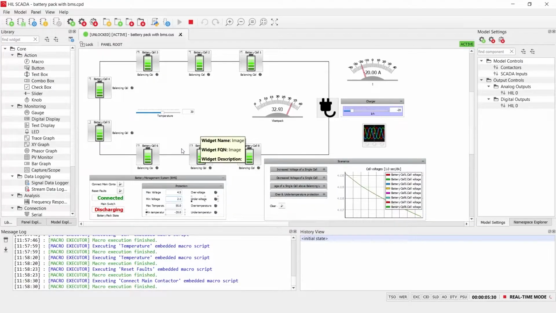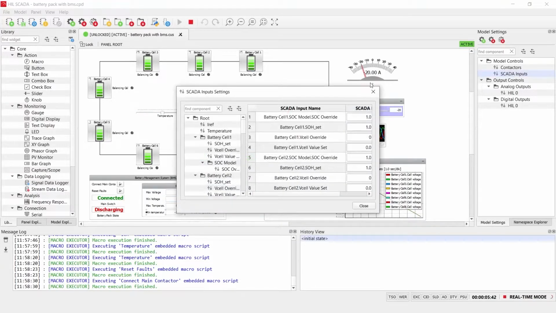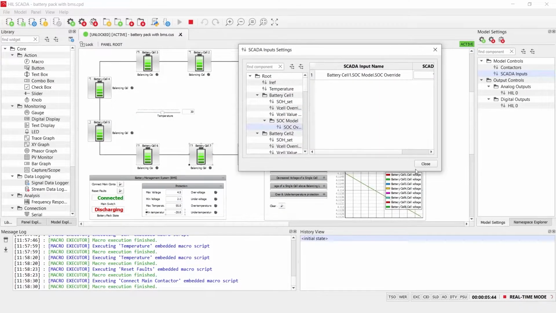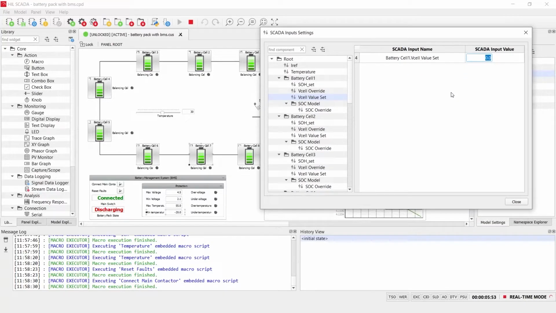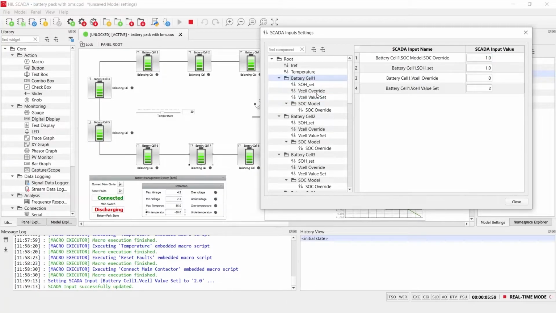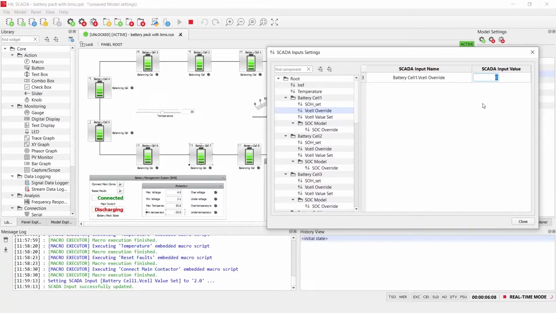To do this, I only need to increase the voltage of a certain battery cell beyond the maximum voltage. I can do this via V-cell override. This is a SCADA input connected to every battery cell, and it can be modified here. V-cell value set can be triggered for 2 volts. This means that the battery cell number 1 will have its value set at 2, and I will just need to give the flag a permission to override the voltage of the battery cell number 1.